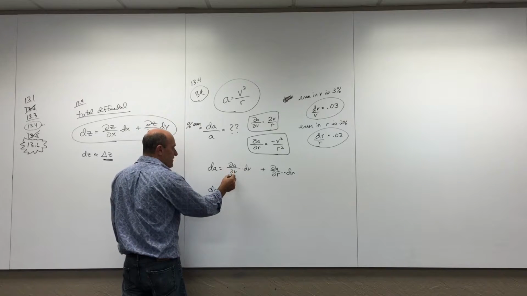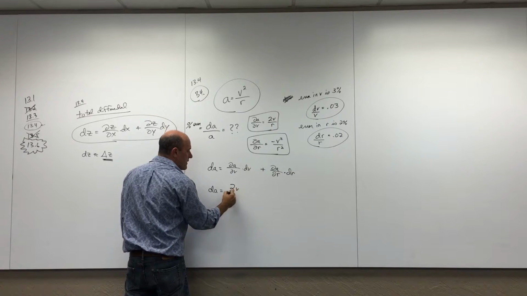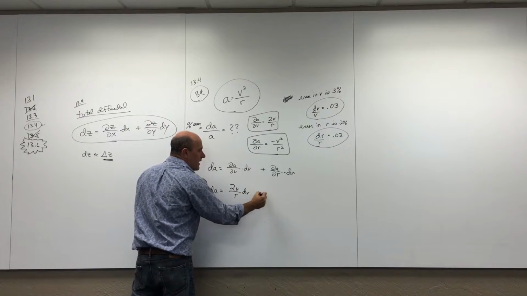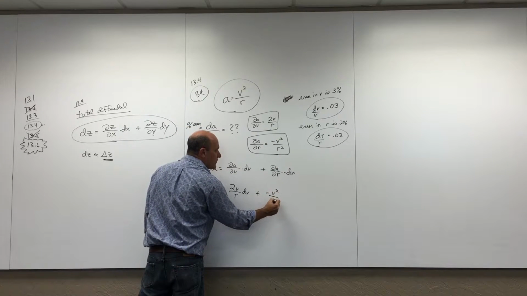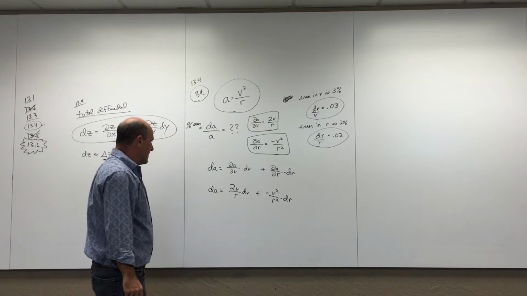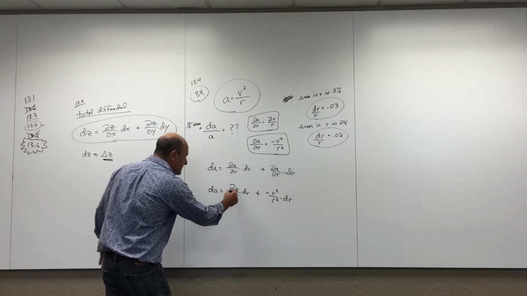Okay, here I go. I'm going to fill this stuff in. dA dV is 2v over r, times dV. dA dr is negative v squared over r squared, times dr. You gotta watch out for my V's and R's. They start to look the same. Be careful.